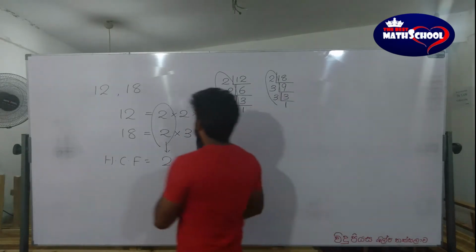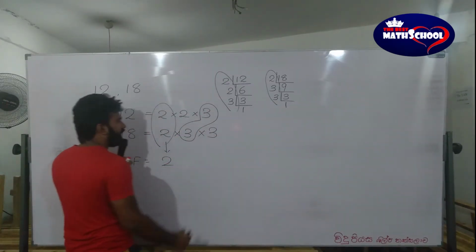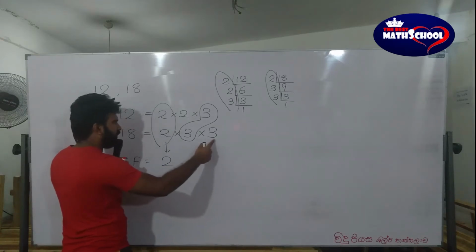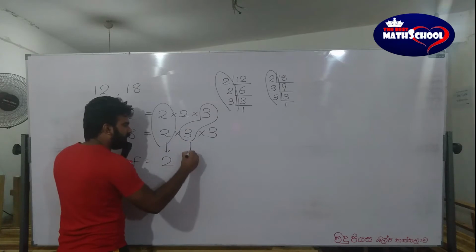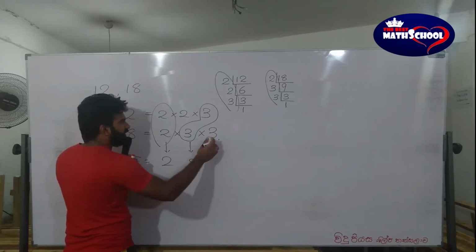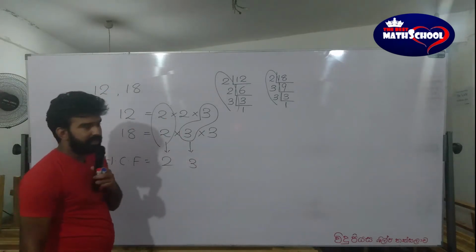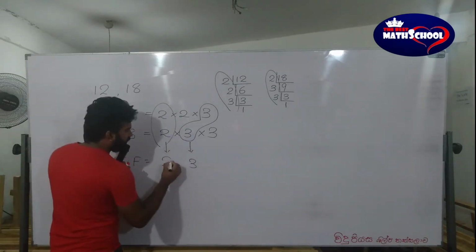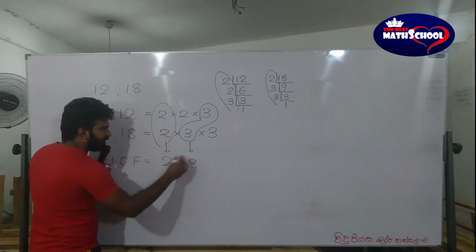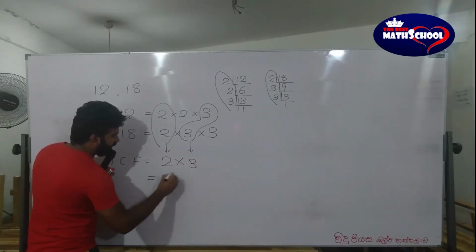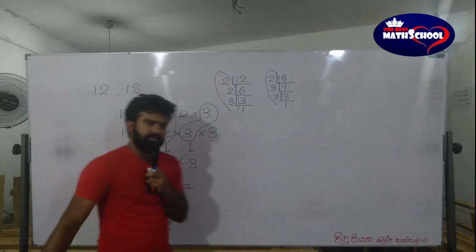Right? Take the common things. 3 will be common, okay. Can we take this 3? No. We got this 3. After taking this 3 out, we can't take the other 3 because another 3 is not in 12. So 2 and 3 will be common factors. Take the product, that means the multiplication, 2 into 3 will be 6. So the HCF of 12 and 18 will be 6. Right, take this down.